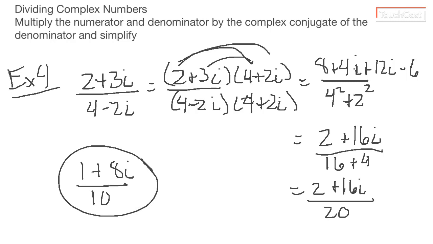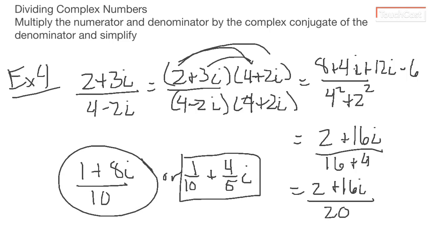And we're done. Now, some people would also maybe write this as 1/10 plus, and then simplify 8 over 10 to 4/5. I would take that, but I'm also fine with you leaving it as 1 plus 8i all divided by 10. That's going to wrap up our little lesson on complex numbers.